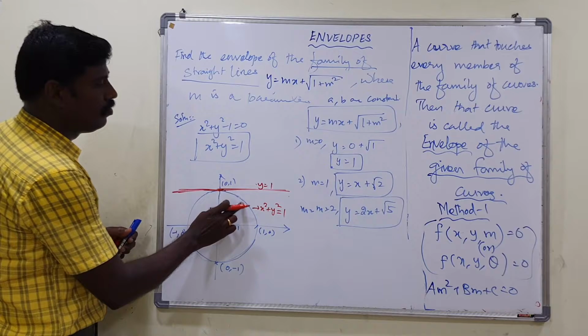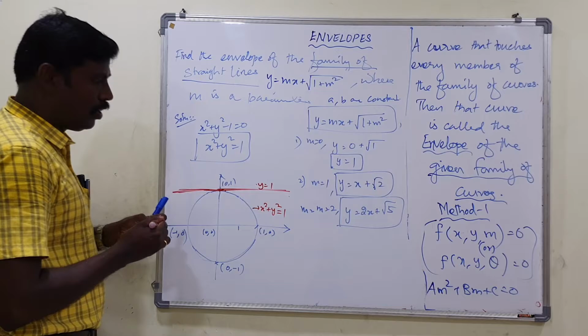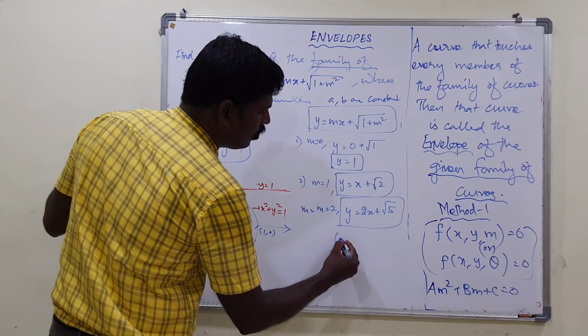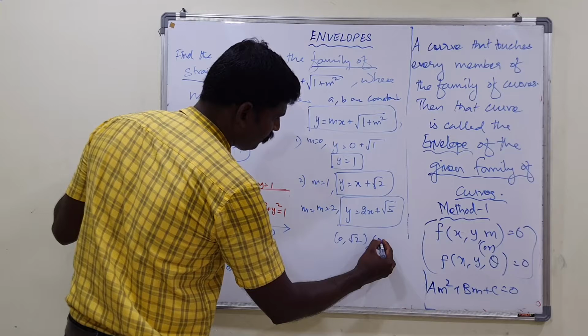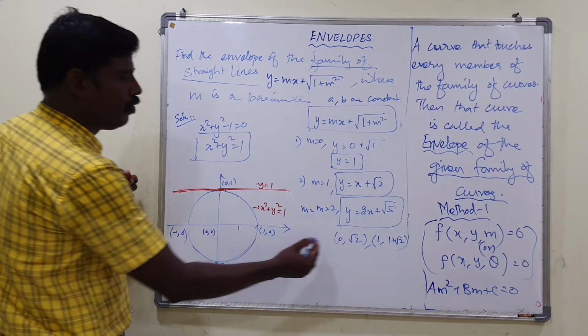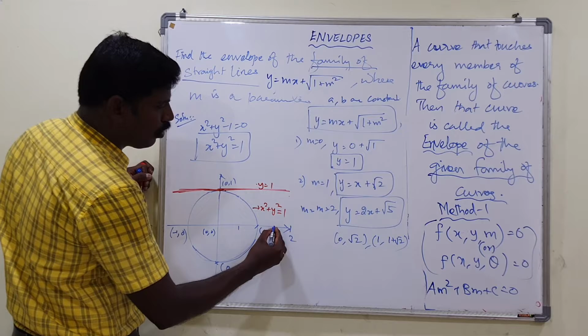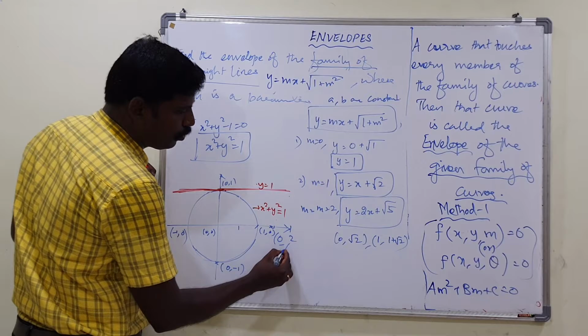By taking x equal to 0, what you will get? How to draw this straight line? By taking x equal to 0, what is y? 0 comma root 2, isn't it? x equal to 0, y will be root 2. And then x equal to 1, y will be 1 plus root 2, isn't it? So, mark these two points here. What do you mean by root 2? 1.414, isn't it? So, this point is 0 comma root 2.